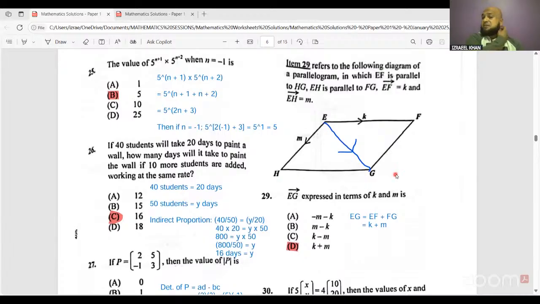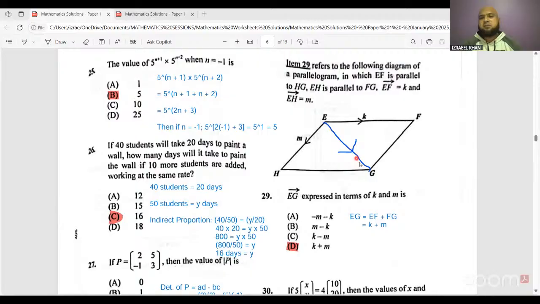All right, we're going to do some vectors here. I had a scratch for that one. We read in here, item 29 refers to the following diagram of a parallelogram, that's this here, in which EF is parallel to HG. So EF is K, parallel to HG. They say EH is parallel to FG. So this is EH, which is vector M, and that's parallel to FG. They say EG expressed in terms of K and M is.